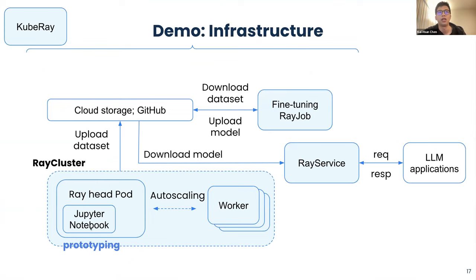Here is an example. Because we have three CRDs, for example, you can use the RayCluster with the Jupyter Notebook for prototyping, and it supports autoscaling. So for prototyping, it will only scale up a new Ray pod, maybe a GPU pod, when you try to run some workload. So it can save a lot of money. Then you can use RayJob for fine-tuning, because the workload is deterministic. After fine-tuning, you can use a RayService, and we have some large language model library to serve the model. Then we can build a large language model application with LangChain or Gradio.